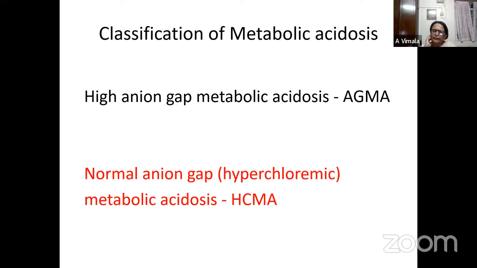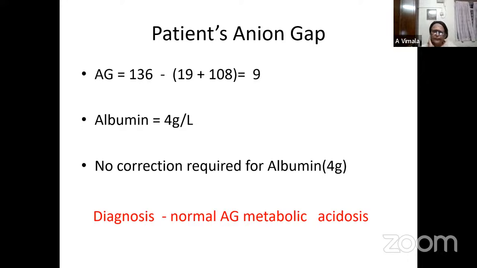We also discussed the classification of metabolic acidosis. Metabolic acidosis has been classified into anion gap metabolic acidosis and normal anion gap metabolic acidosis. So the next step obviously is to calculate the anion gap, right? So the patient's anion gap here is, 136 is the sodium value.